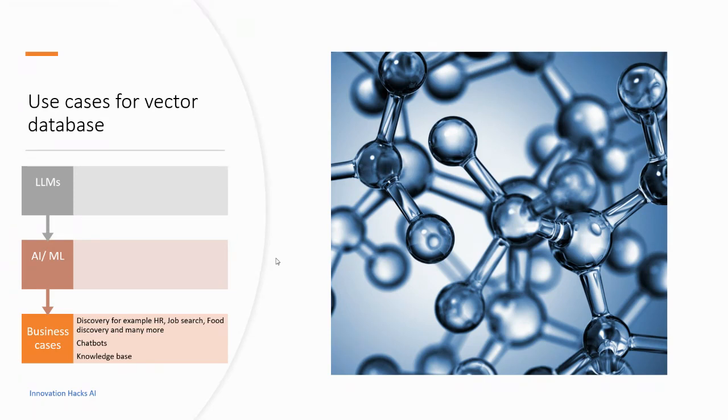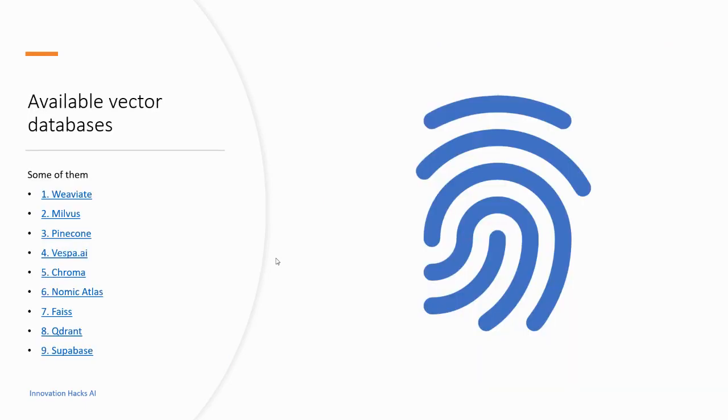I'll talk about different databases in a minute. Typical business cases you've seen are basically discovery, for example HR, job search, food discovery, and many more, chatbots, and more. So these are some of the use cases of vector databases. A typical vector database available in the market, some of it could be open source.